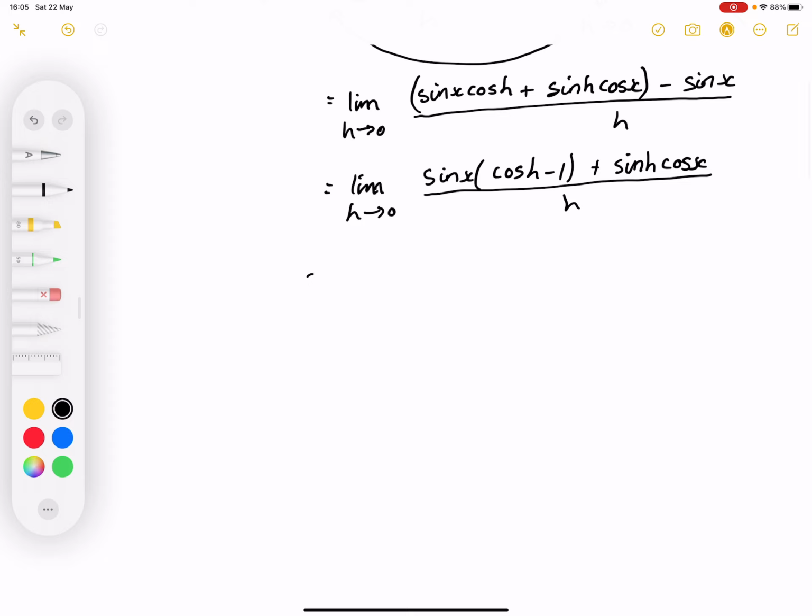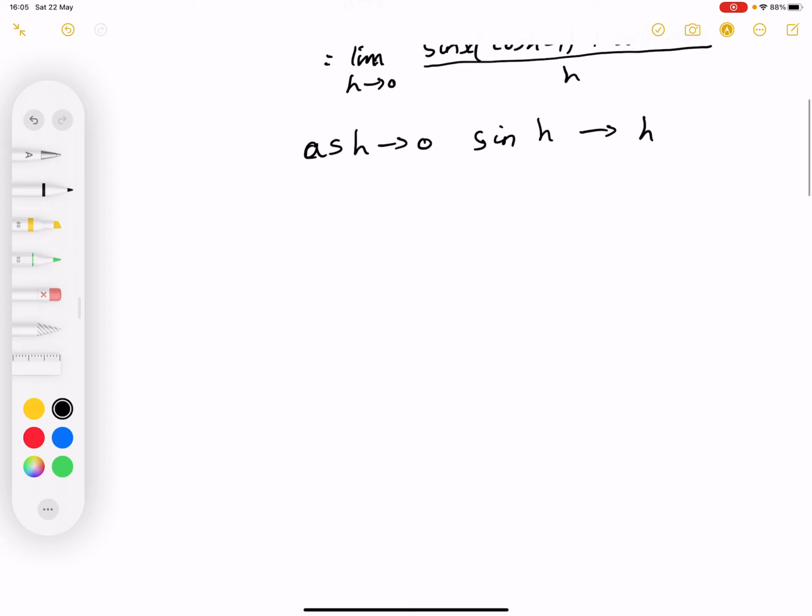Now, as h tends to 0, sine of h will tend to h. And the way we visualize this is the sine graph, which looks something like this. And it will just keep on going forever. But if sine is tending to this point here, to 0, the value is tending to 0. So it makes sense that sine h tends to h as h tends to 0.